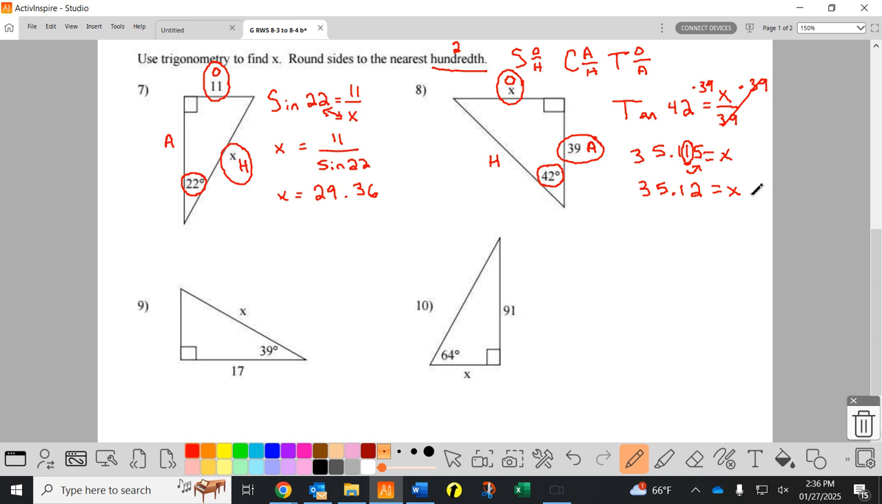Okay, so for the next one, we are going to be, oh, hold on a second, guys. Sorry, something dropped on the ground. Give me 1 second. Okay, sorry, I couldn't reach my pen.